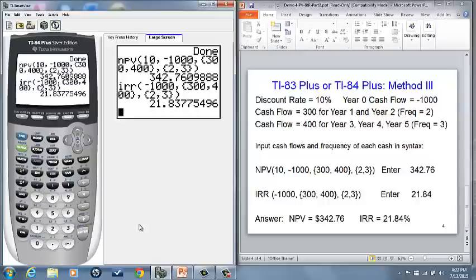Hopefully, this presentation helps you become familiar with the TI-83 Plus or TI-84 Plus NPV and IRR function.